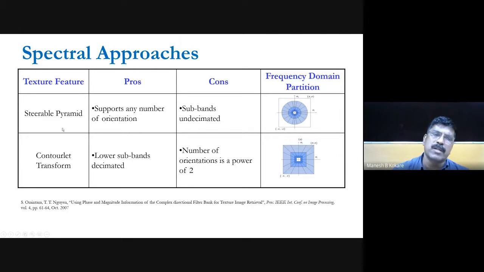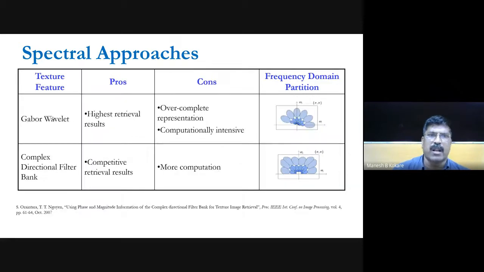As I told you, it's not only Fourier transform. You can use Fourier transform, steerable pyramid, Gabor wavelet, standard wavelet, cosine modulated wavelet, M-band wavelet, complex wavelet, rotated wavelet, rotated complex wavelet, and so on. Contourlet and edgelet and ridgelet, and so many wavelets are available. You can use any wavelet for extracting the textural features by using the spectral approach.